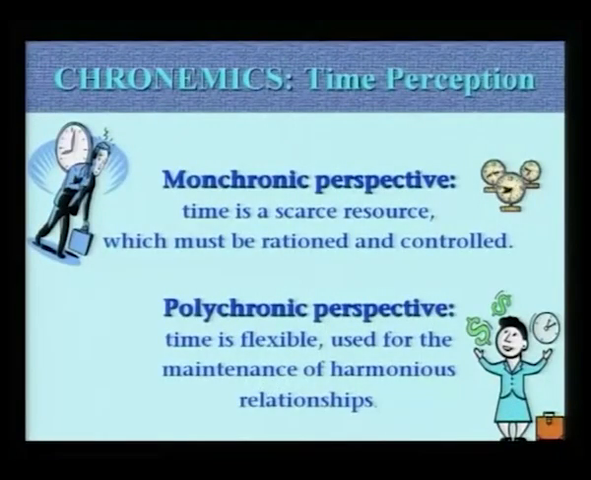In the polychronic perspective, time is flexible. So time is seen in a kind of collective perspective. Time is not compartmentalized. And then people see time as it comes to them. They use it for the maintenance of harmonious relationships.